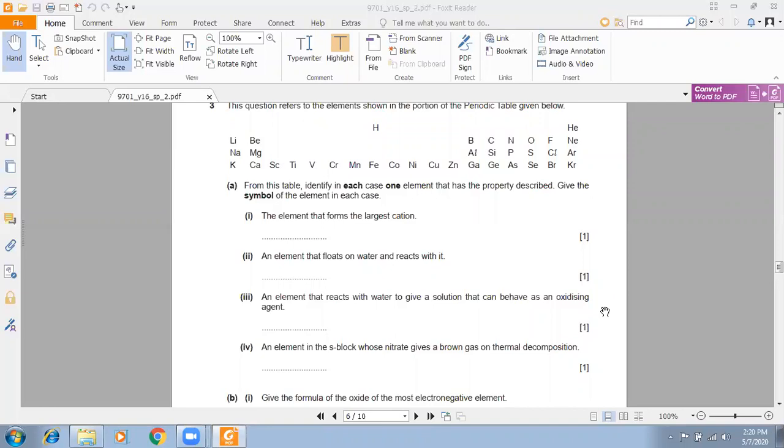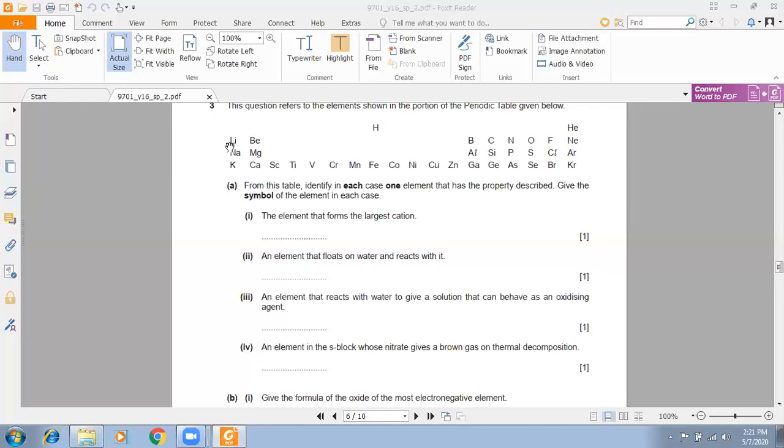Now come to the fourth one, an element in the S block whose nitrate gives a brown gas on thermal decomposition. An element in S block. Now what are S block elements? The elements where the last electron enters into the S orbital are known as S block elements. So lithium, sodium, potassium, beryllium, magnesium, calcium, these are S block elements.